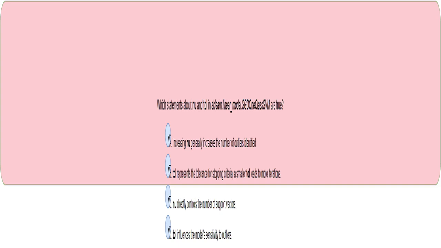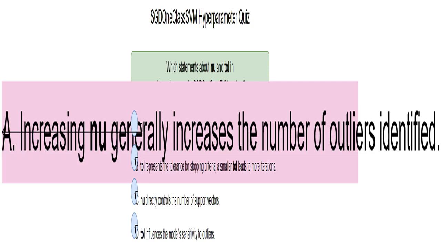This question presents 4 statements about how changing the values of nu and tol affect SGDOneClassSVM's behavior. I'll help you understand each statement and determine its accuracy based on the algorithm's functionality. Let's dive in. This statement is true.